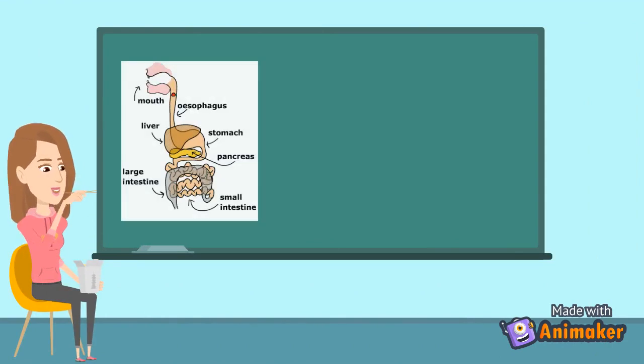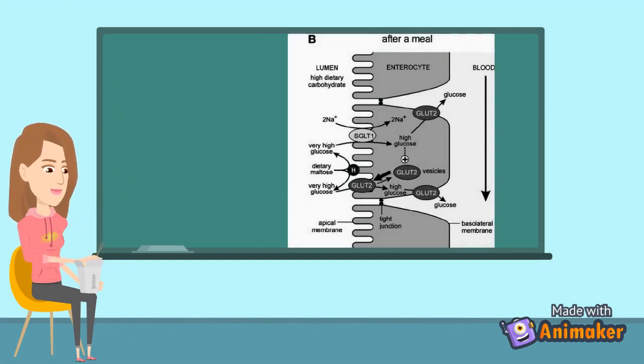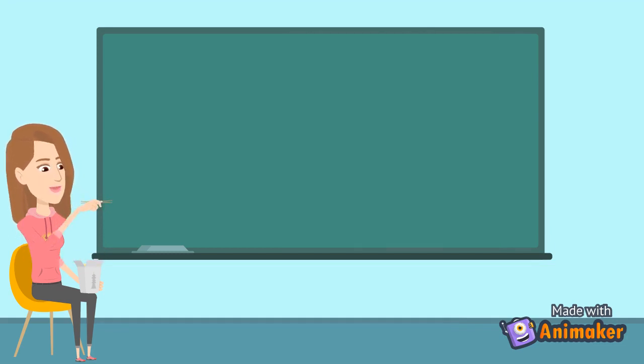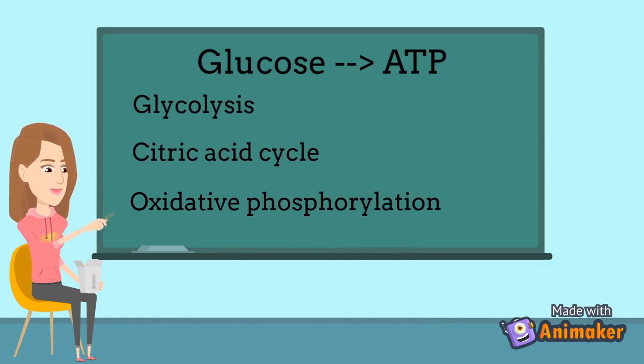When a meal containing glucose is eaten, the glucose enters the body through transport proteins in the wall of the small intestine. Glucose travels to the bloodstream and enters cells that are in need of energy. The cells don't use glucose straight away, but they convert it to ATP, the body's universal energy currency. 3 processes are needed to convert glucose to ATP: the glycolysis, the citric acid cycle, and the oxidative phosphorylation.